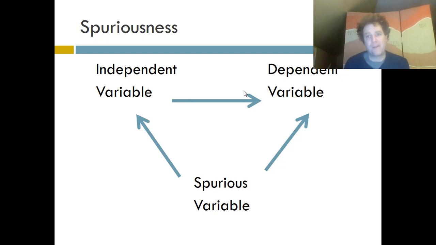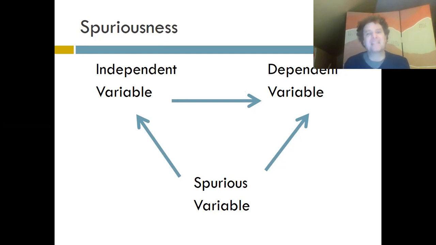The problem that could be messing us up is the spurious variable. A spurious variable is this third invisible variable that's having an effect on the independent variable and also having an effect on the dependent variable.